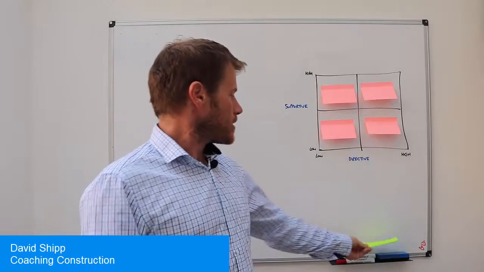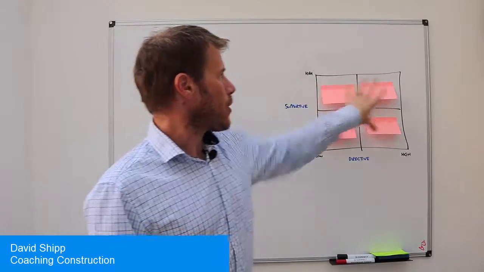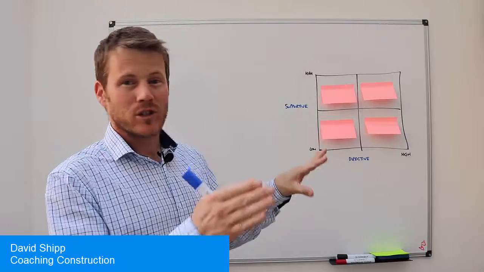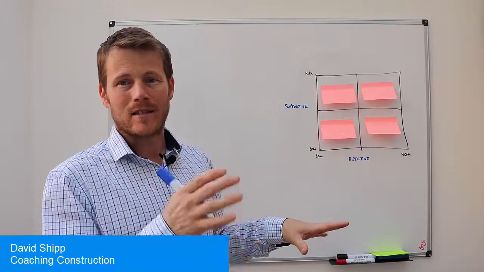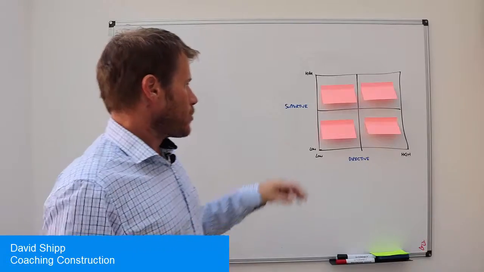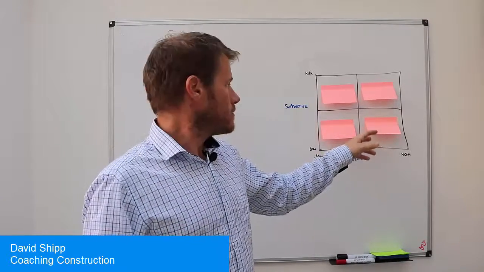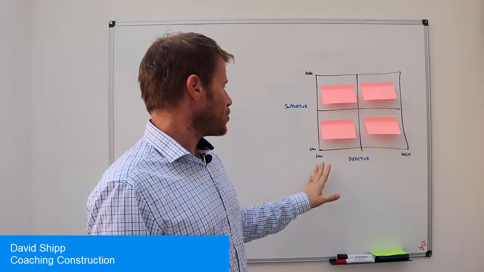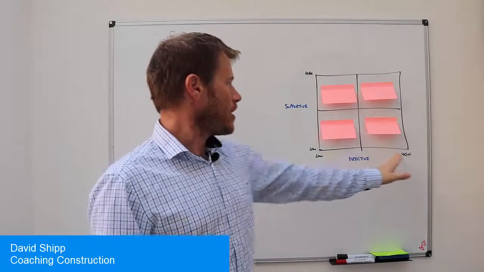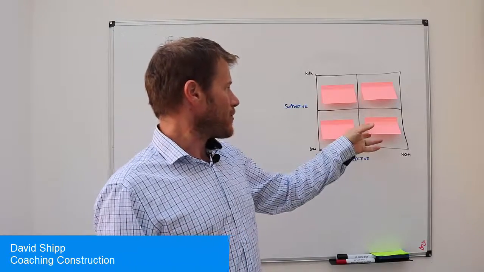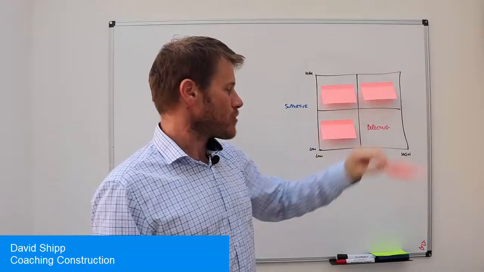There are four boxes, and these look at the different arrangements of directive and supportive behavior when you're managing or leading someone. We'll start in the bottom right-hand corner. This one is high directive behavior, but low supportive behavior. So this here is directing.